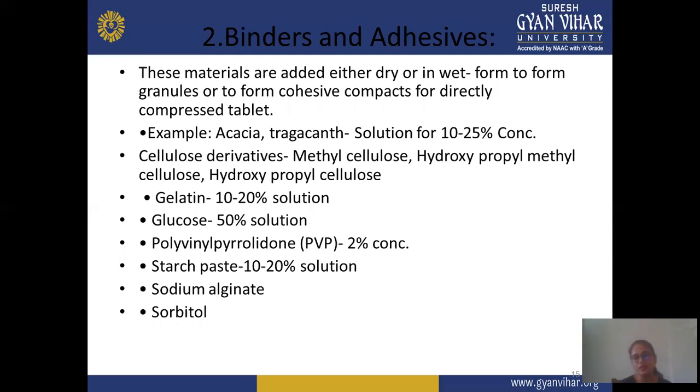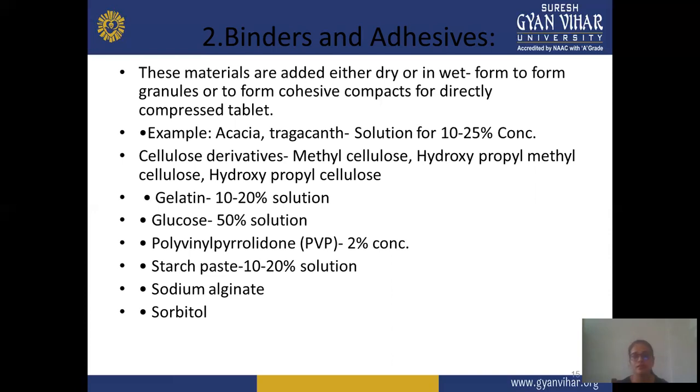These binders and adhesives may be used to make granules or form a cohesive compact, a tightly compressed tablet. Means these binders are not only used for direct compression tablets but also for granulation techniques. When you use wet granulation, you prepare a solution of the binder, and in dry granulation, you use the dry form of the binder to form a compact mass. In direct compression, it is also used to directly compress your tablet.